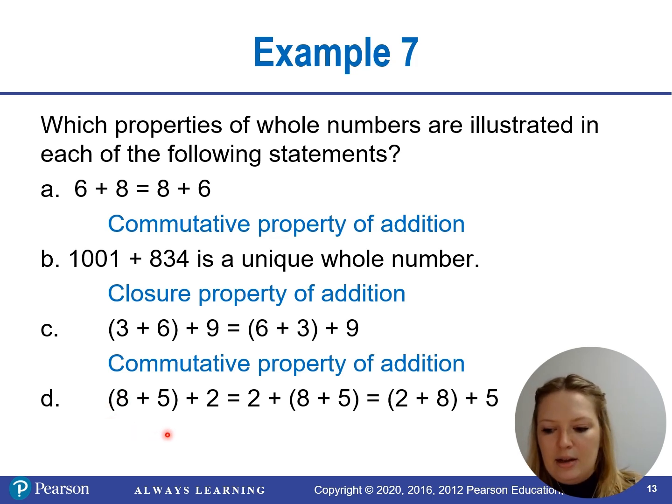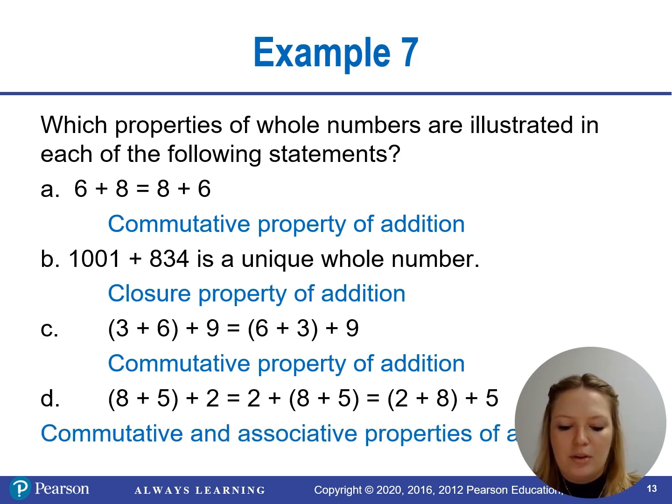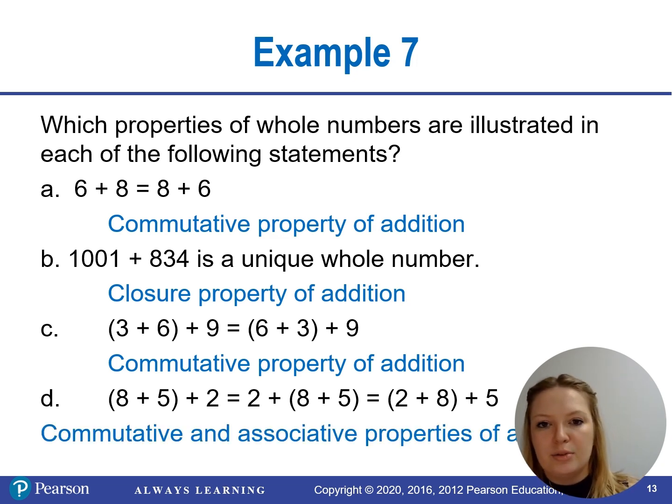And then here I have 8 plus 5 plus 2 equals 2 plus 8 plus 5. So if we look at that first part of the equality, we're changing the order of adding 8 plus 5 and 2. So that's a commutative property. But then if I switch my grouping to then add 2 plus 8 with 5, that's the associative property. So this is both the commutative property and the associative property.